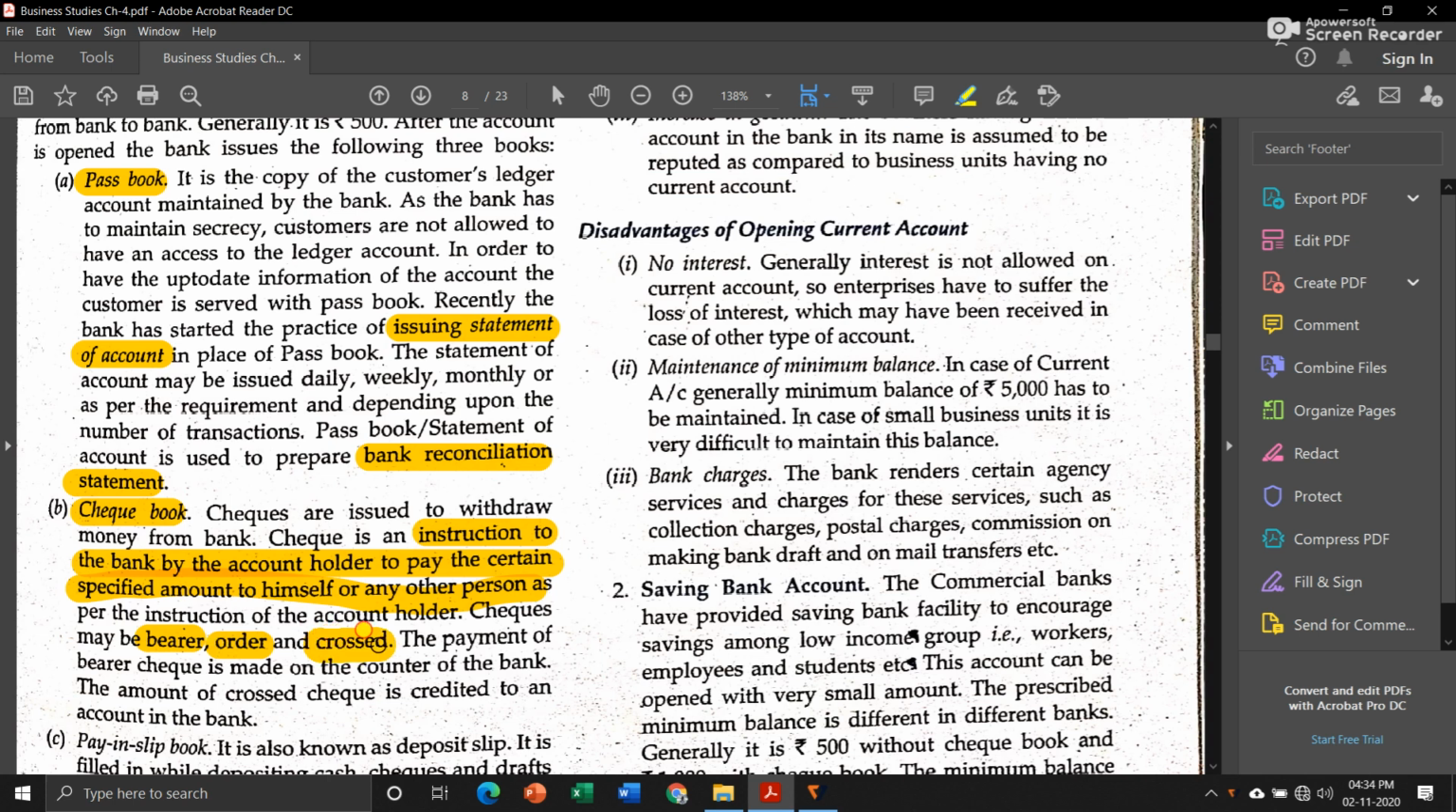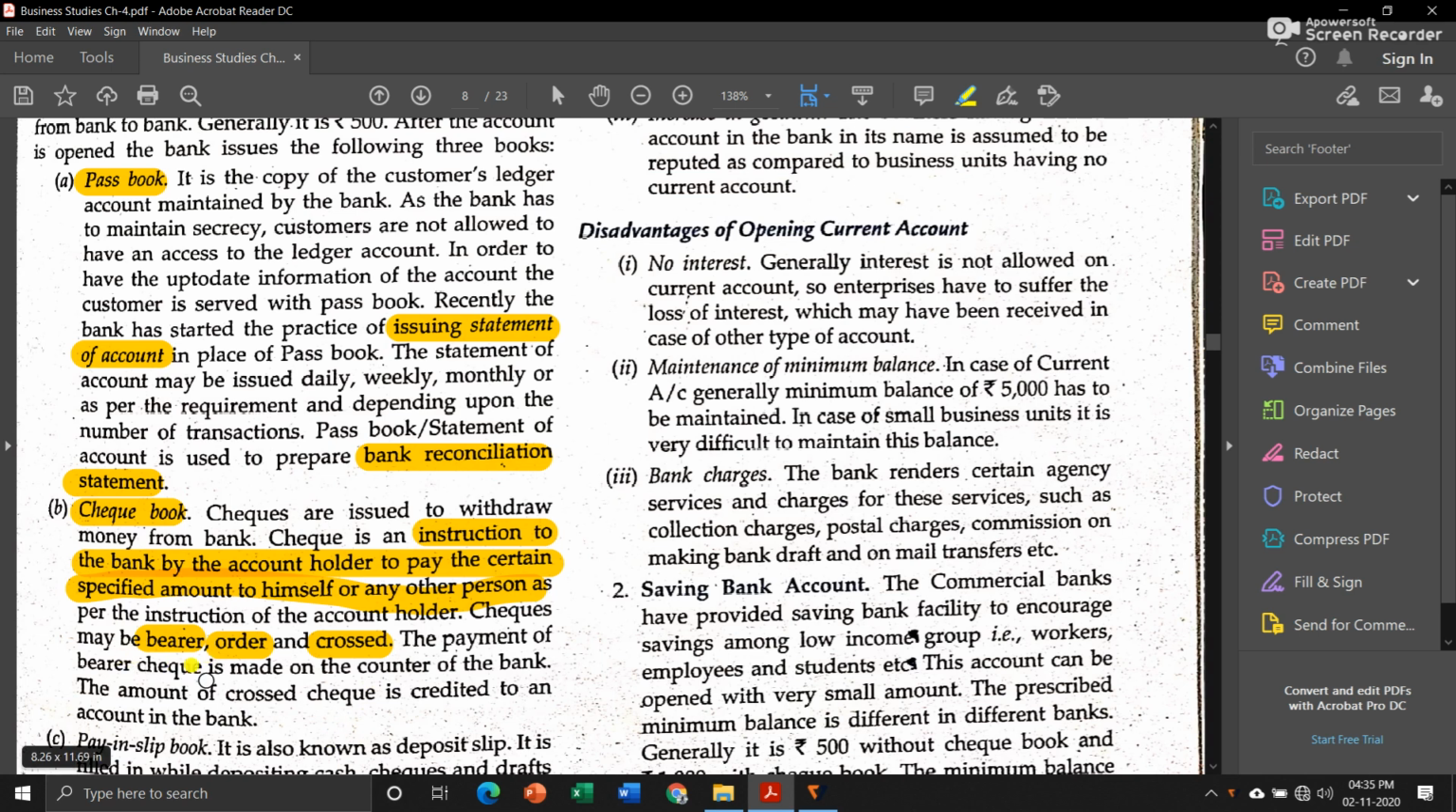Then a cross check means if you fill up a check and make two parallel lines on the top left-hand corner of the check, that means it is a cross check. Cross check means the amount will not be given into the hands of the bearer or the person, but the amount mentioned in the check will be deposited into the account number that is mentioned in the check.